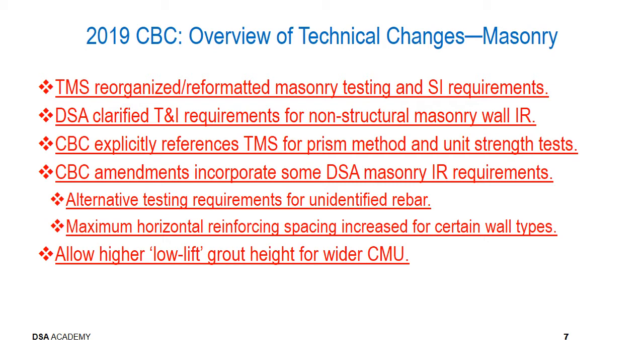The CBC amendments incorporate some of the DSA masonry IR requirements, such as the alternative testing requirements for unidentified rebar to match that which would be applicable for concrete reinforcing. And there's also a maximum horizontal reinforcing spacing that has been increased for certain wall types, but these are ones that, for those of you who are inspectors with DSA for a while, should be familiar with. There's also now an allowance for a higher low lift grout height for wider CMU. Again, we'll cover these in more detail later on.